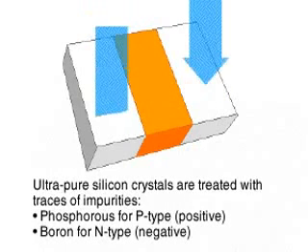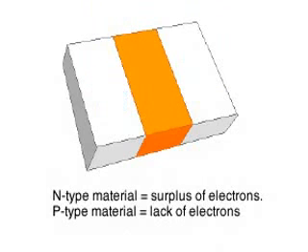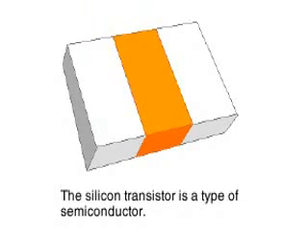N-type material will have a surplus of electrons, whereas P-type material will have a lack. P-type material has a surplus of electron holes and is therefore positive. The silicon crystal is called a semiconductor because it will only conduct a small amount of current unless a change occurs at the junctions of the layers.